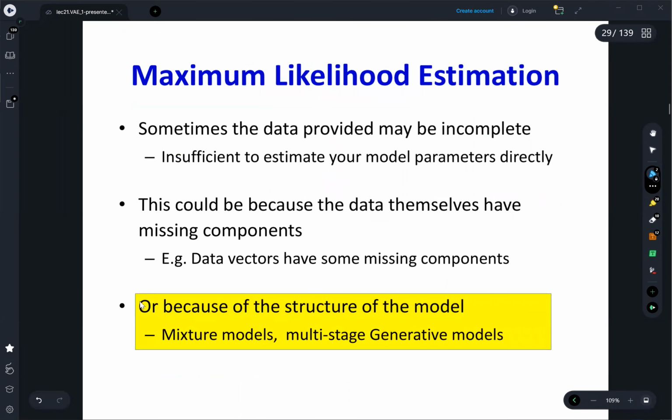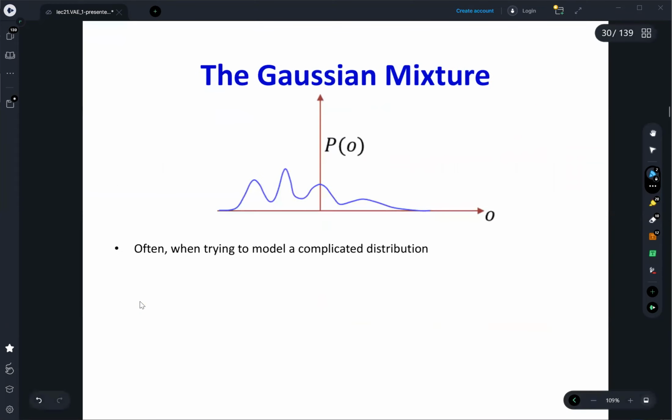So the other issue that you can have is when there's incompleteness because of the structure of the model, like in mixture models. So for instance, let's say you have some data whose distribution has this very ugly shape over here. Now, it's not easy to characterize this shape. I don't even know what kind of probability distribution function would give this shape nicely and cleanly.